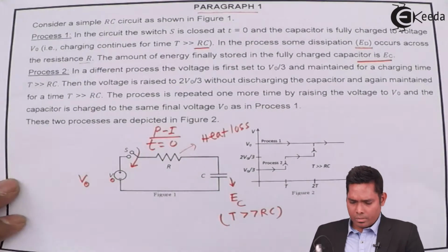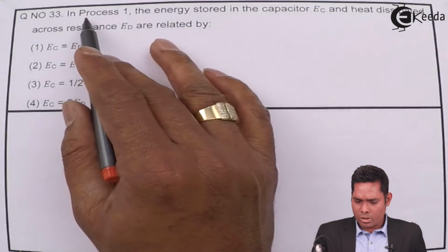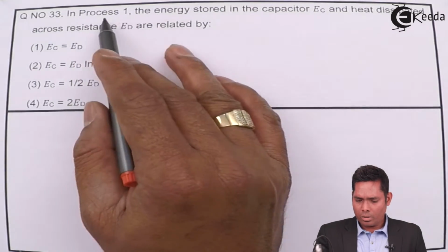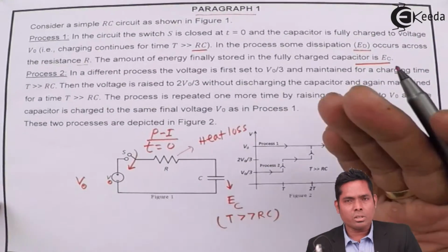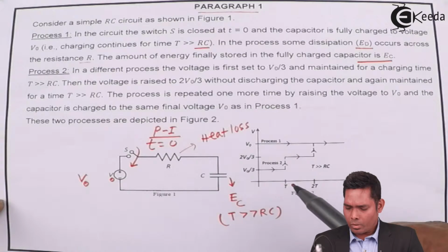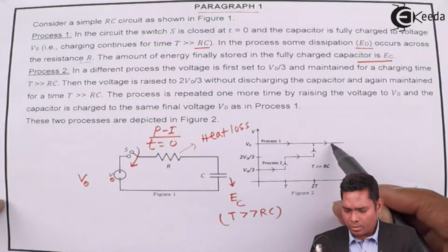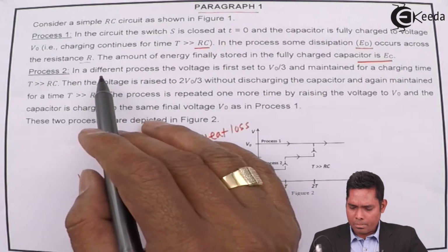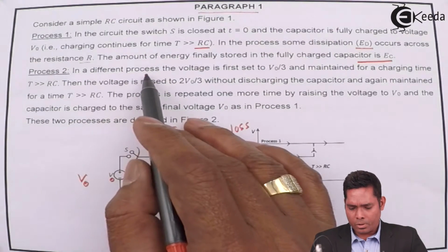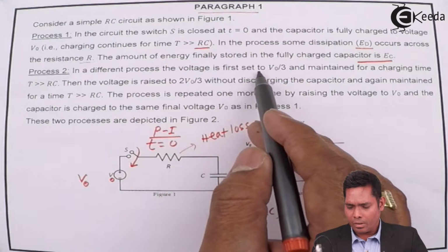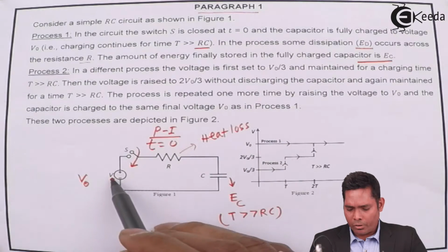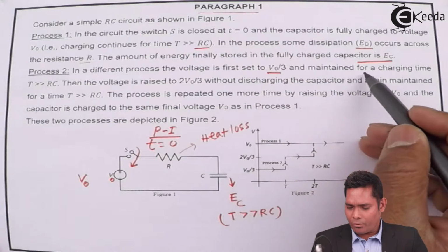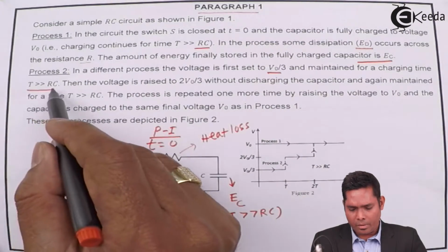And in process number 1, this is the question. We'll discuss process number 1, and in the next question we'll discuss process number 2. So this is process number 1, this is process number 2. Okay, let me read that. In a different process, the voltage is first set to V0 by 3. So it is not V0 as in the first process, it is V0 by 3, maintained for a charging time t greater than RC.